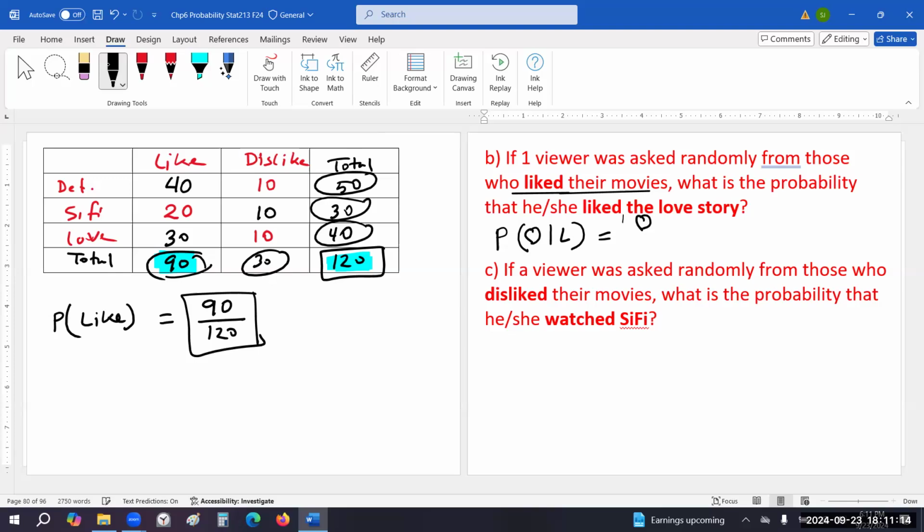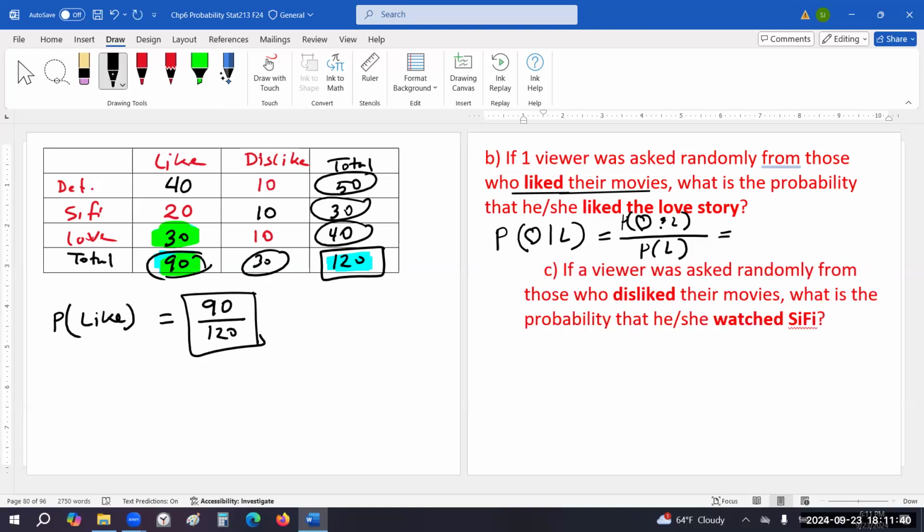So probability of love and like divided by probability of liked. So like and love are the same. We have total like and love 30. Let me change the color. Like and love 30 divided by total like, which is 90. So 30 out of 90. 3 out of 9. Do you see?